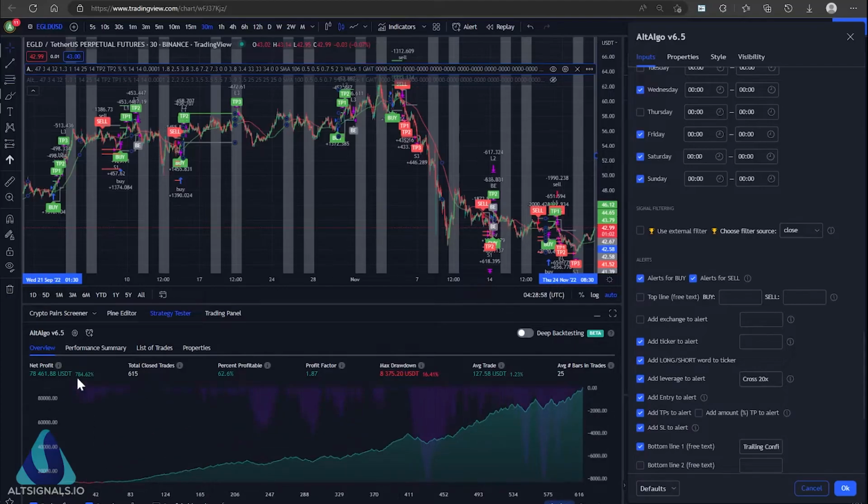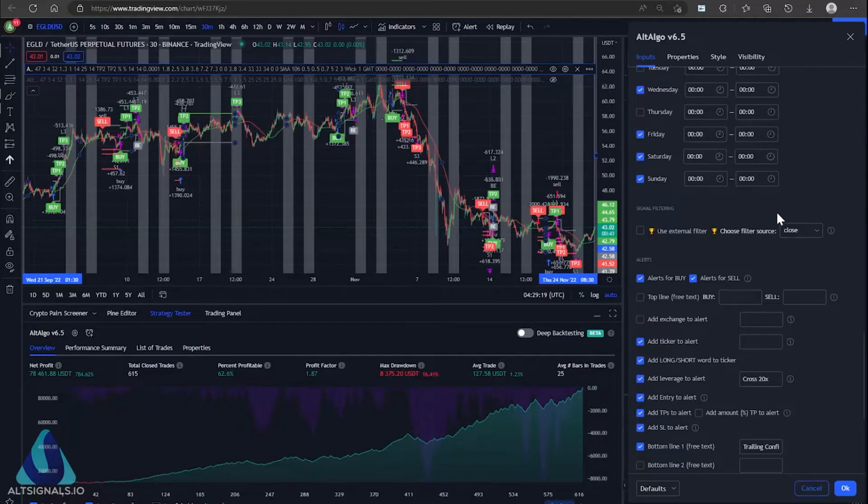So that means without leverage, we would have gained 784%. So if you trade this with 10 times leverage, you would have gained 7,840%, right? So the net profit on TradingView is always without leverage. Okay. So how many trades have we closed? We have closed 615 trades.